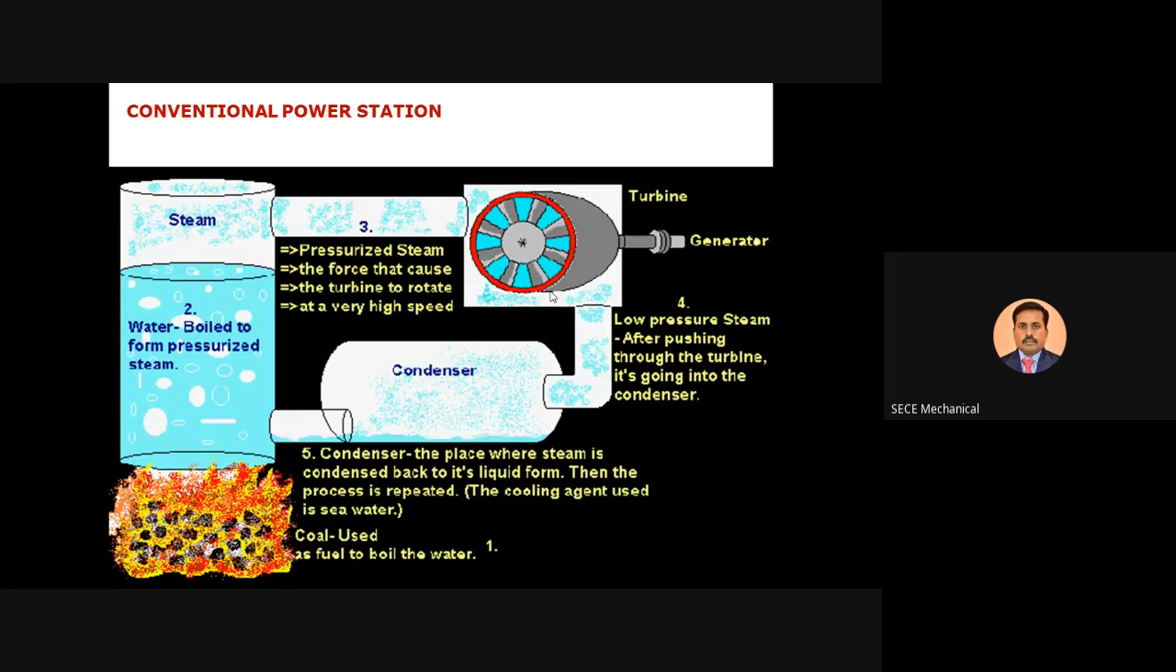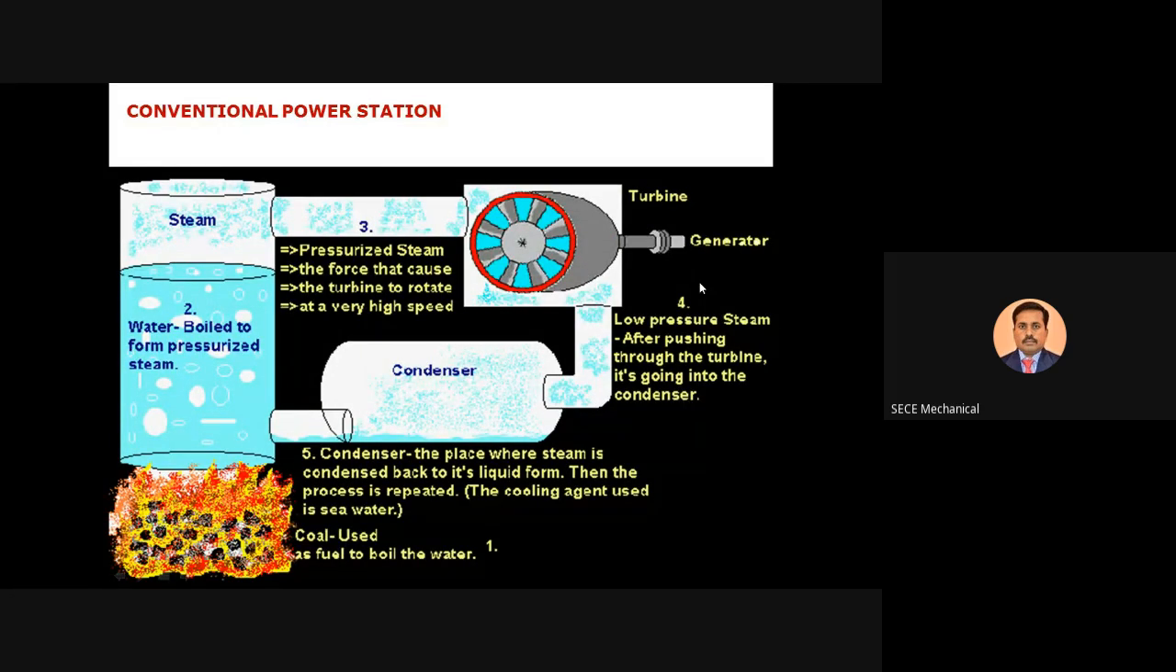So here you can see how the coal is fired in the boiler. The water present in the boiler is converted into steam. The steam goes to the turbine. So the turbine expansion process takes place. So thrust power is generated on the turbine blade. So the turbine starts rotating, so the generator is rotated. So power is produced. Again, the outcome of this turbine is low pressure steam.